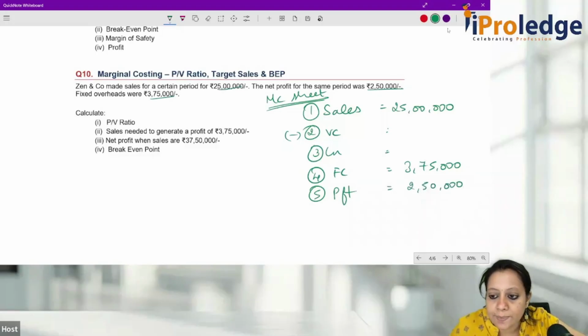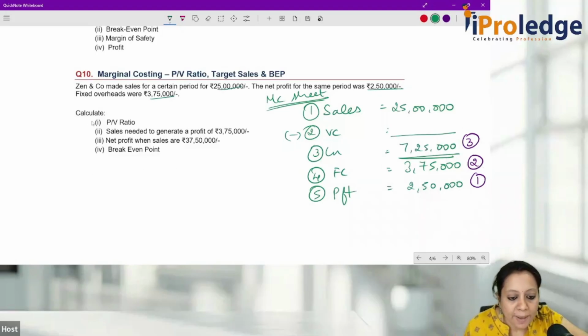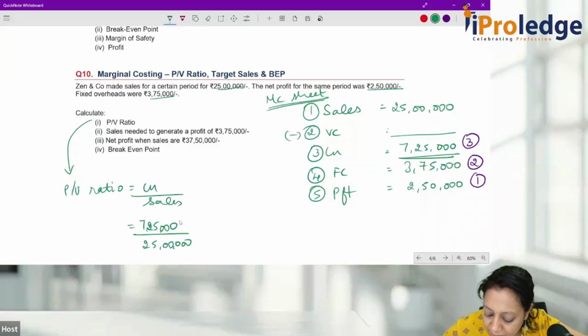So now what we will do is again the reverse method. From profit and fixed cost, we can find out contribution. So number it that way for your own understanding. 2,50,000 plus 3,75,000 is how much, students? Yes, 6,25,000. So now PV ratio is what? PV ratio is equal to contribution divided by sales into 100. Contribution is 6,25,000 divided by sales, which is 25 lakhs.